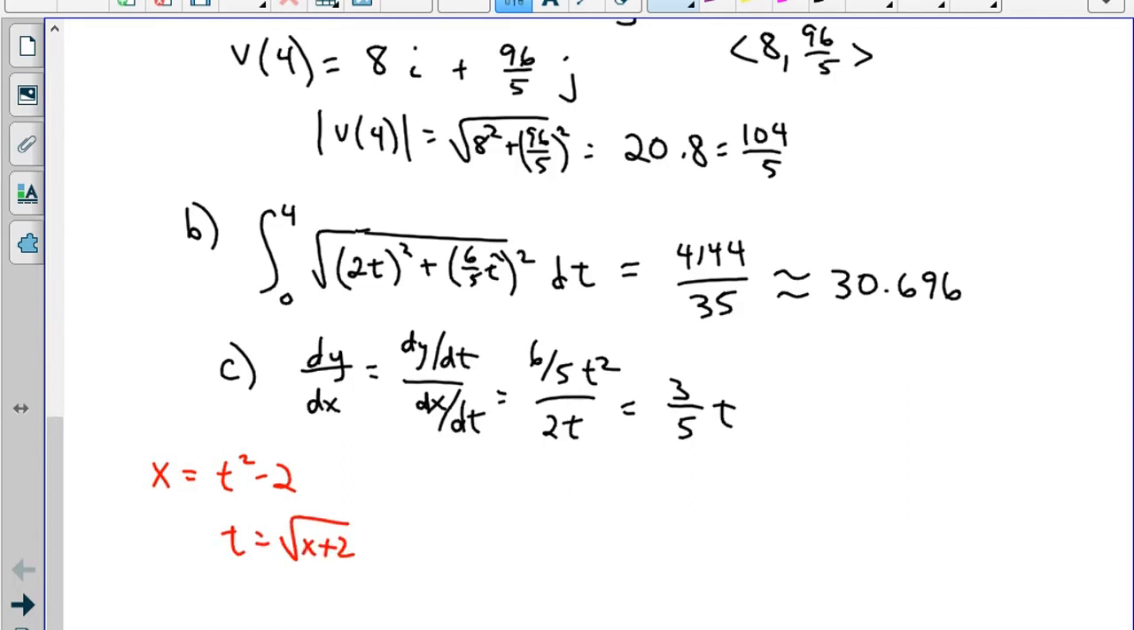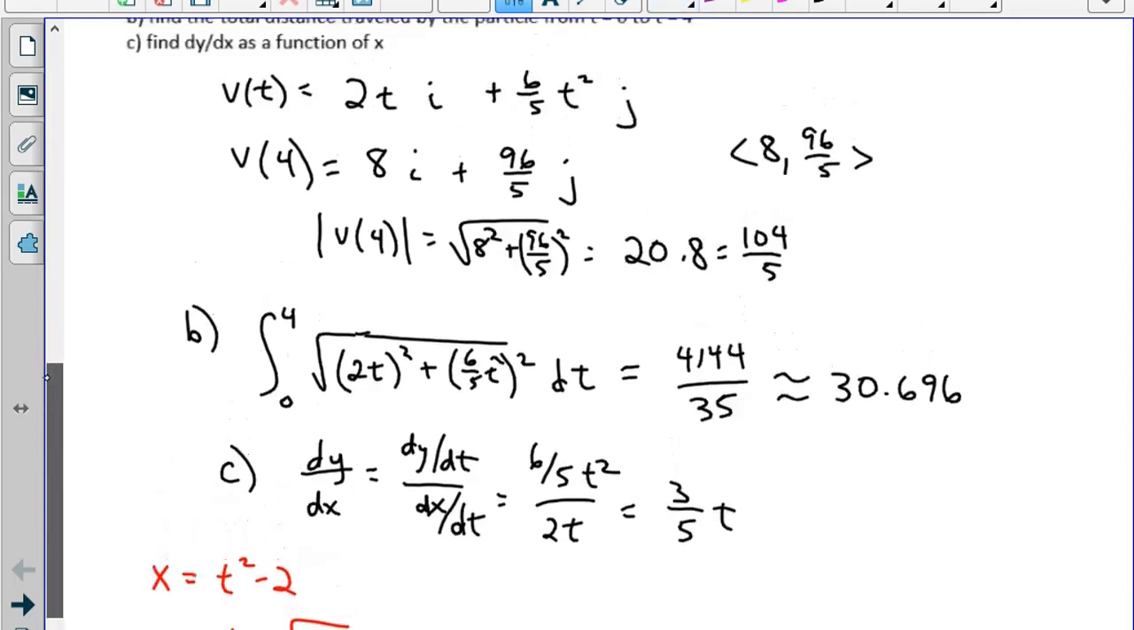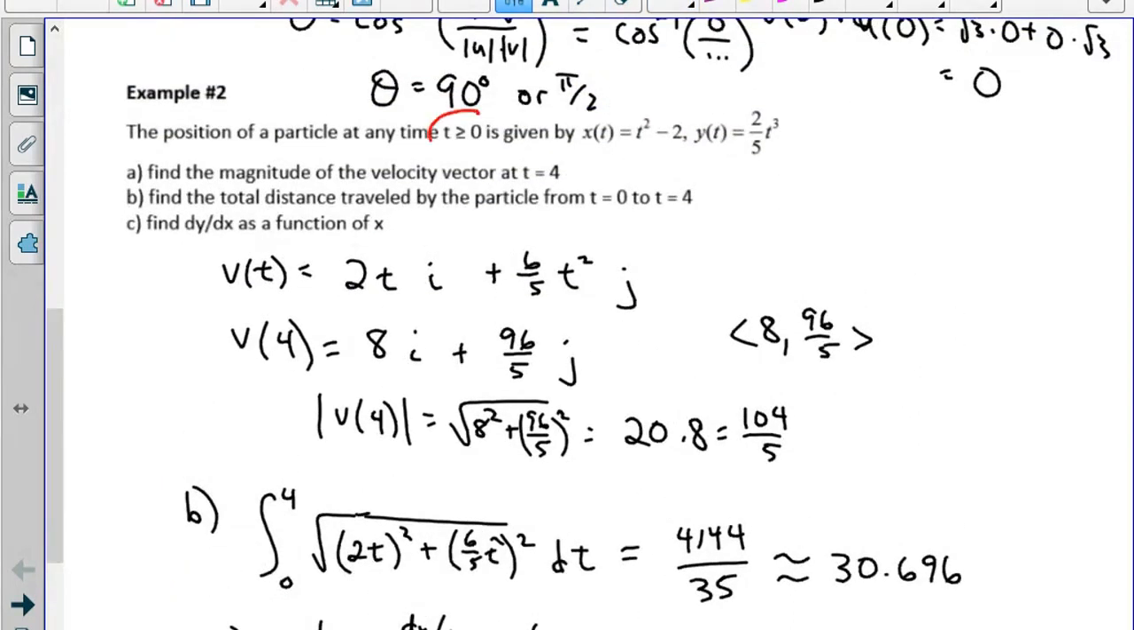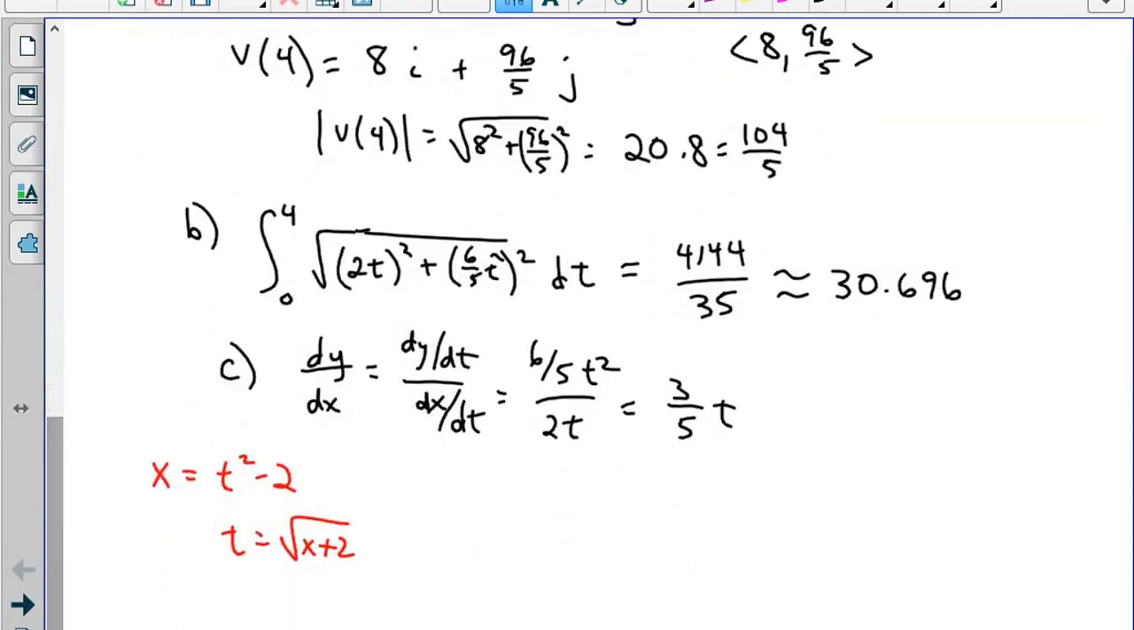Now notice that technically t could be plus or minus the square root of x plus 2, but since in the original problem I was told that t is greater than or equal to 0, I'm only going to use the positive case. It's important to understand that algebraically it could be plus or minus, but within the context of the problem, t must be greater than or equal to 0. So that's why we're only taking the positive case. So I can make a substitution, and that ends up being (3/5) times the square root of x plus 2.